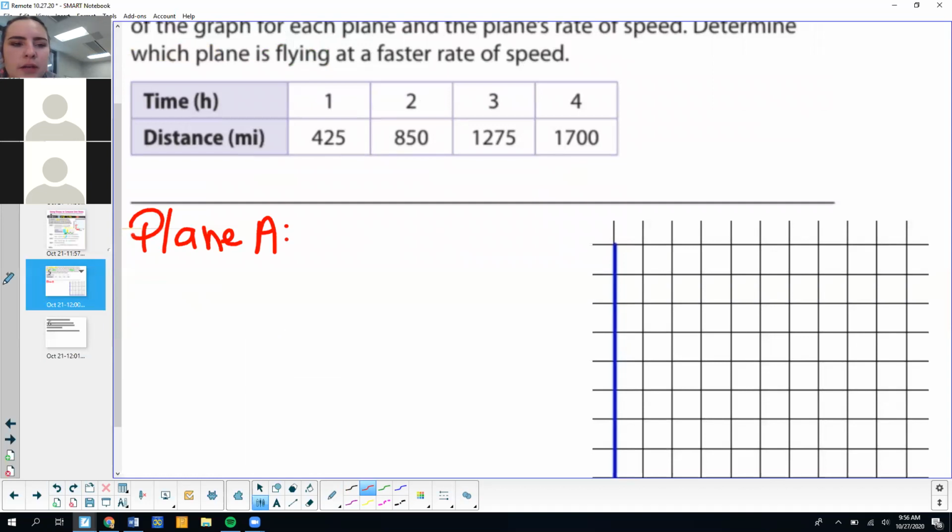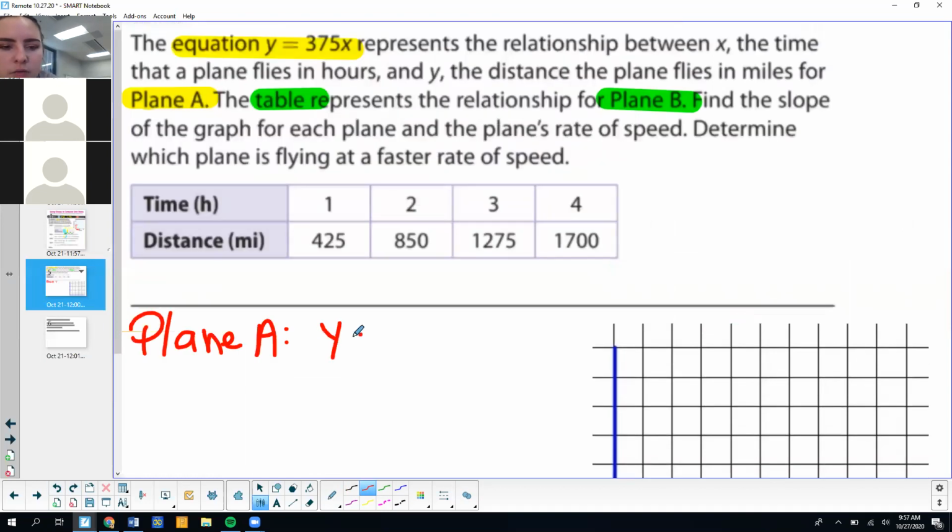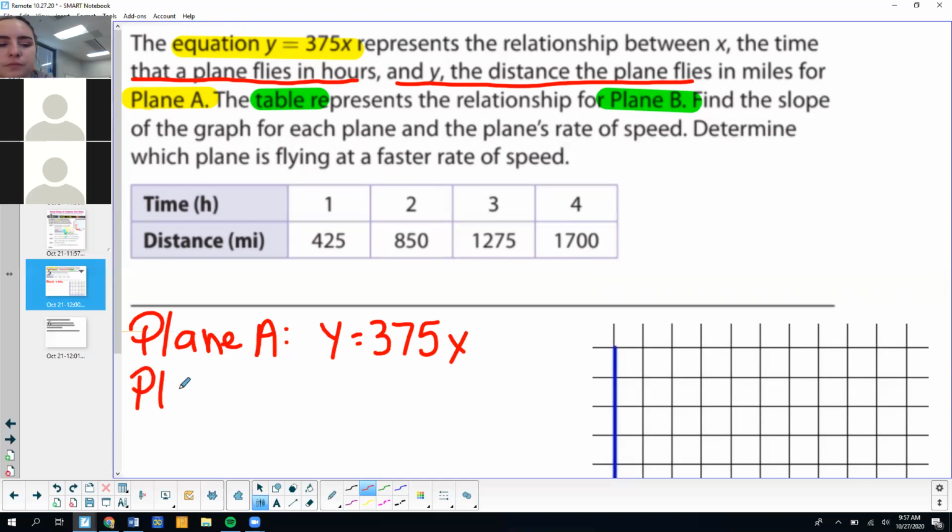So plane A, our equation is y equals 375x. If x is the time that a plane flies in hours and y is the distance, this is saying we can multiply the rate of change, or the speed, 375, times the time that a plane flies in hours, and that should give us the total distance that the plane is gonna fly. That's for plane A. Now plane B.